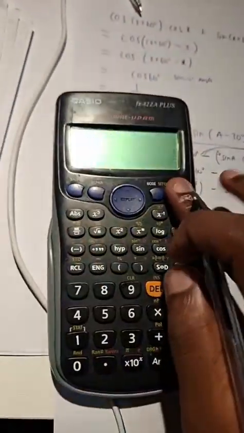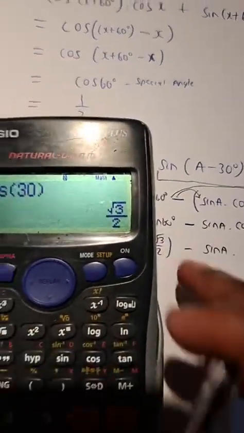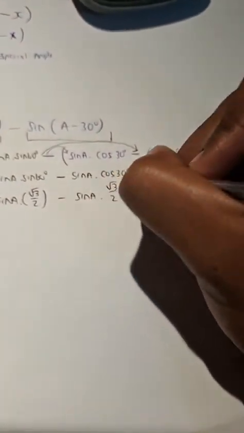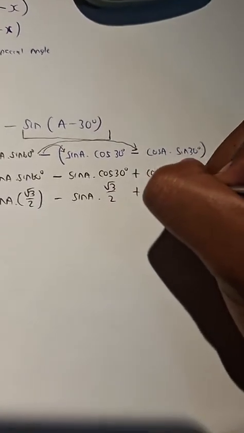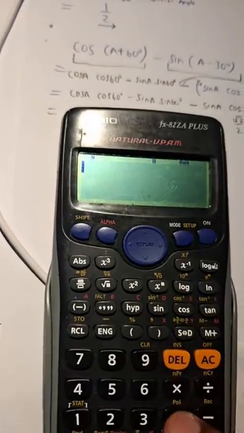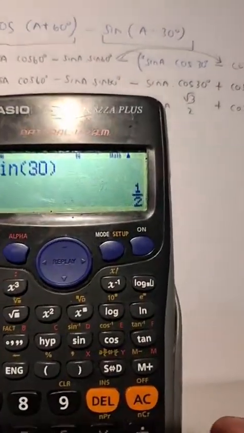Followed by sine A, we write cos of 30 degrees. We just grab our calculator. It helps us out. We get root 3 over 2 again. Plus cos A, sine of 30 degrees. We just grab that again. Sine of 30, that gives us a beautiful sweet answer of half.